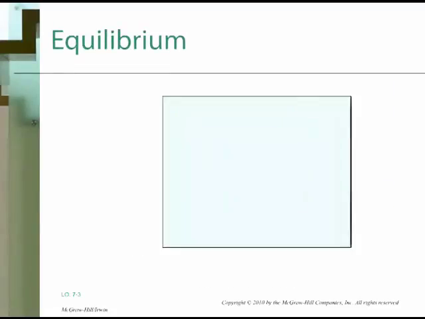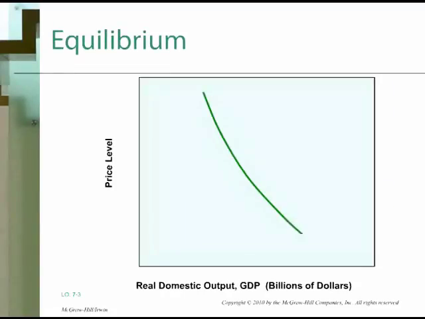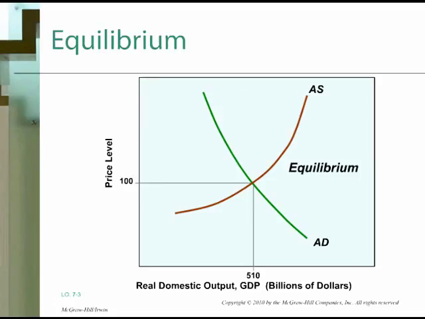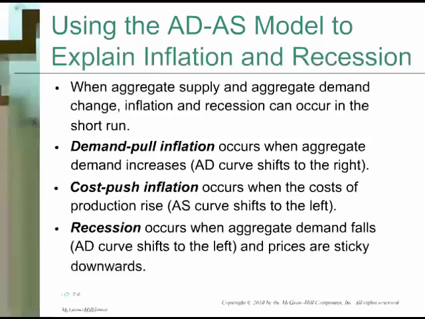Graphically, macroeconomic equilibrium occurs at the point where the AD curve intersects the AS curve. At this equilibrium point, the price level is the equilibrium price level, and real output is the equilibrium real output. We can use the AD-AS model to explain inflation and recession. When aggregate supply and aggregate demand change, inflation and recession can occur in the short run.